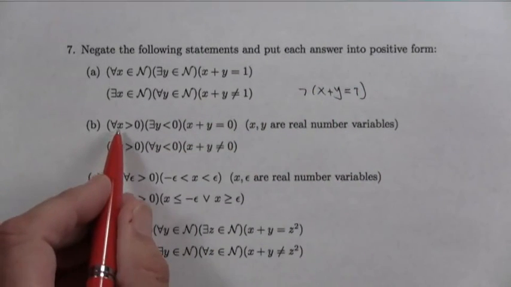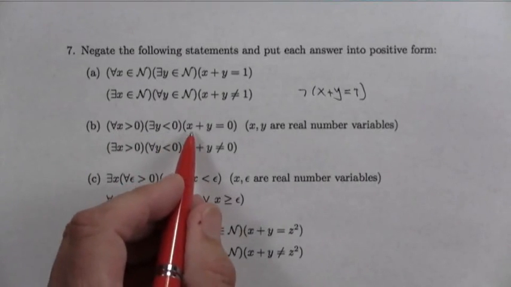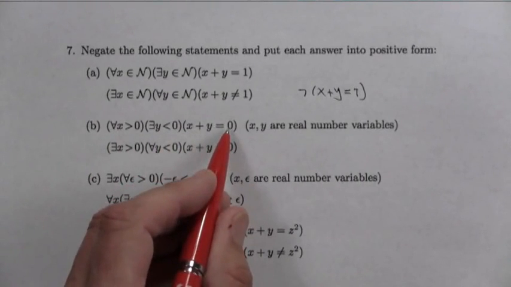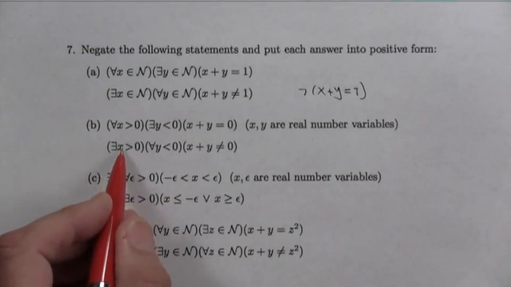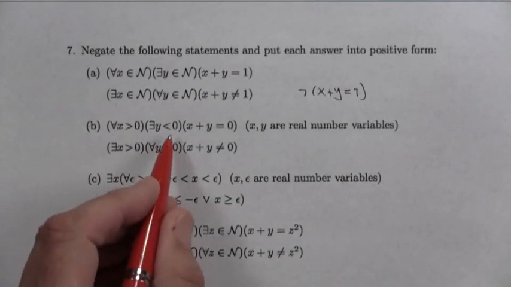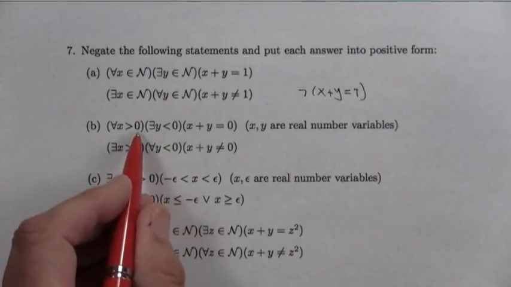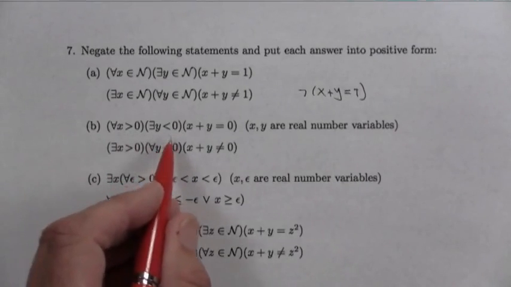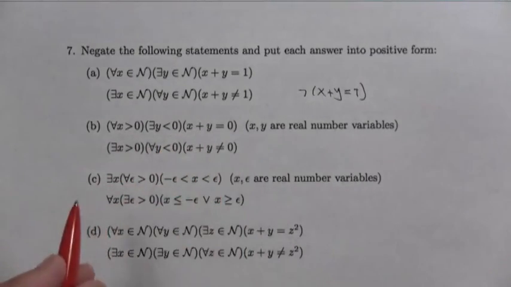Okay, and in this one, for all x greater than 0, there is a y less than 0, x plus y equals 0. The negation of that in positive form is there is an x greater than 0, for all y less than 0. These don't change around. They stay the same because these simply tell us what x's and y's we're looking at. And we get x plus y not equal to 0 here.